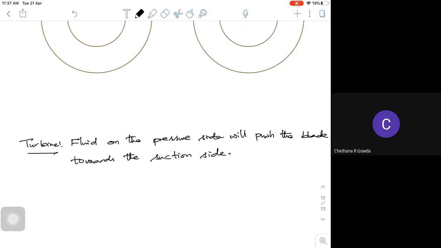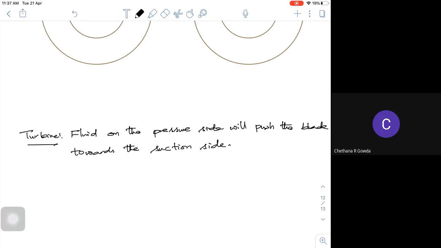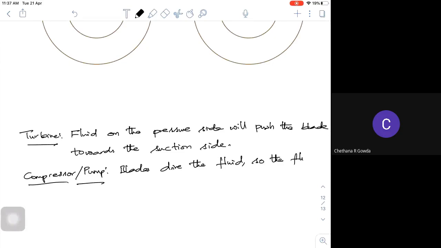Fine. Now what happens in case of a compressor or pump? The blades drive the fluid, so the fluid pressure rises. Fluid pressure rises.